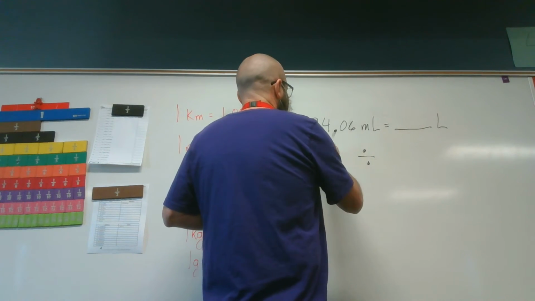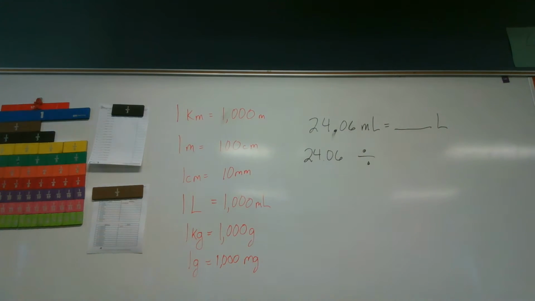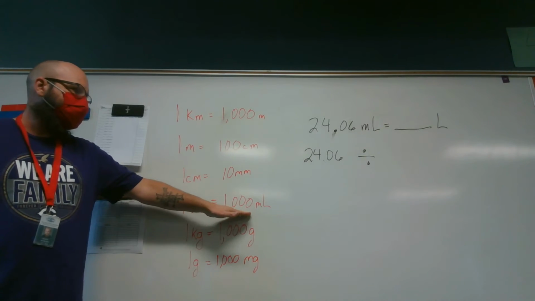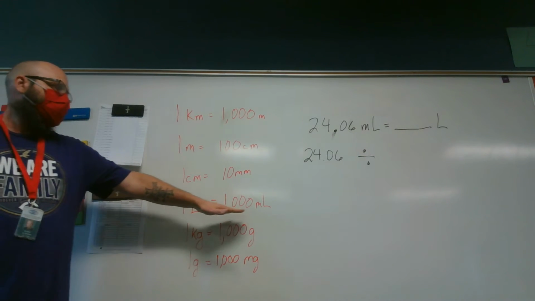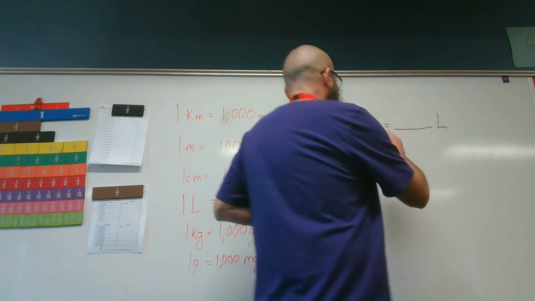So we're going to divide this number. Now we have to go back to our formula chart information. We have liters and milliliters. And my number in here is 1,000. So I'm going to multiply this by 1,000.